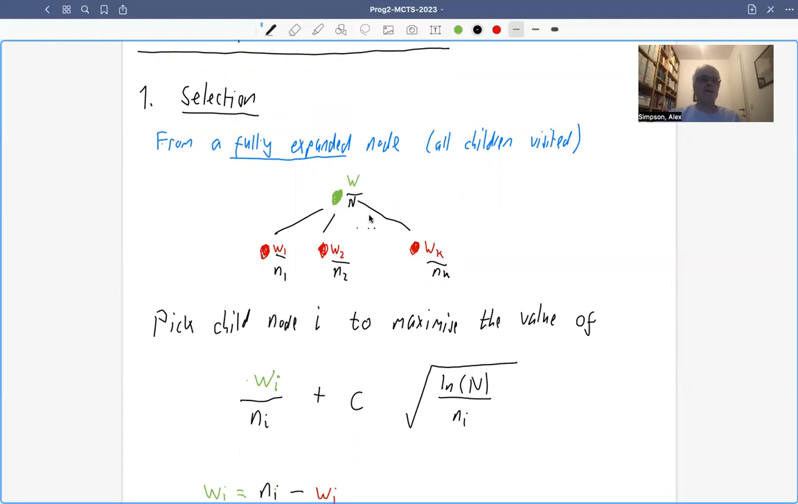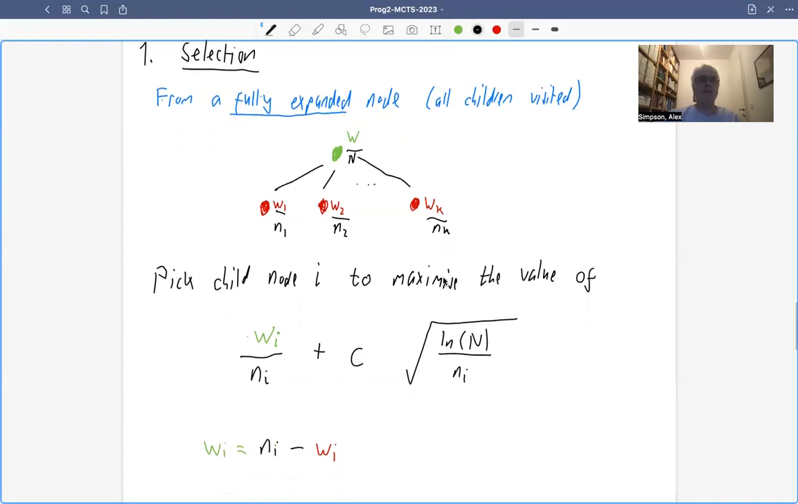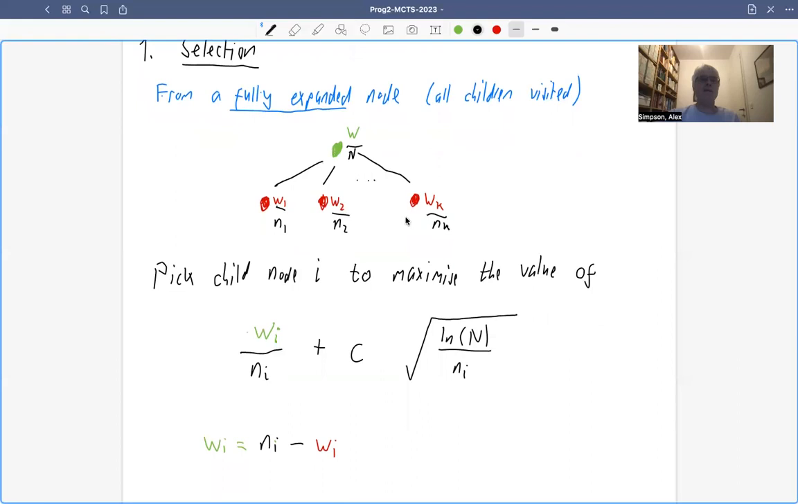It's a fully expanded node, so all the child nodes of it have all been played. For each of these child nodes, they're all red nodes, of course. This node was visited N1 times and red won W1 of those. This node was visited N2 times and red won W2 of those, and so on up to the kth node, which was visited NK times and red won WK of those. Now what we want to do is choose which child to move to.